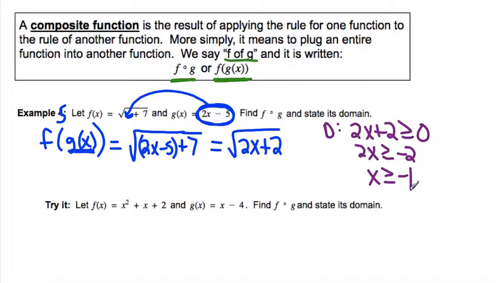So the only things that'll work in this problem is if we plug in numbers that are greater than or equal to -1. If you pick numbers that are smaller than that, you're going to have to try to take the square root of a negative, and it's just not going to work. The try it problem is going to be in the next video.